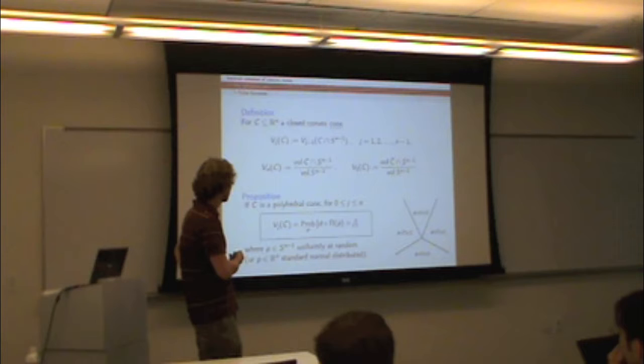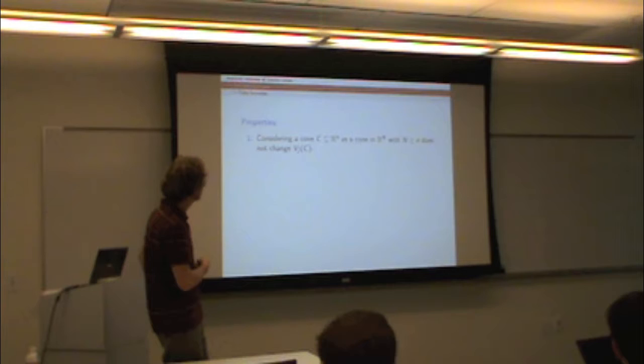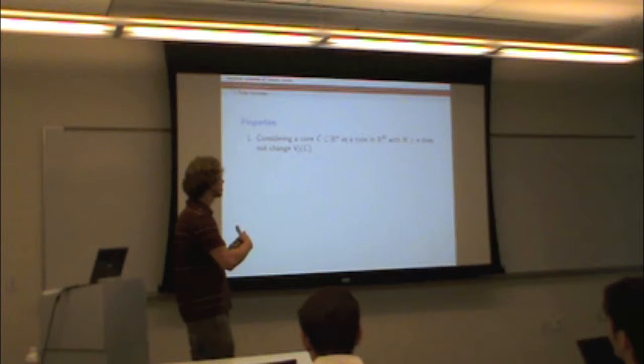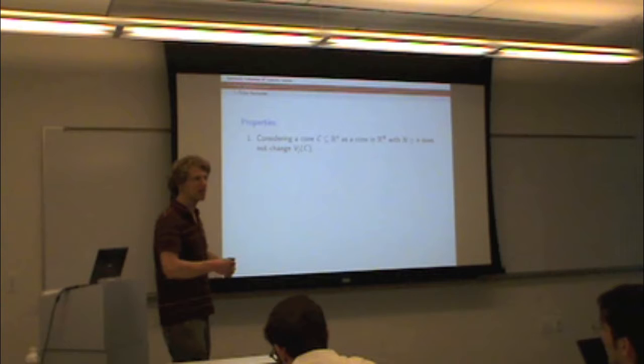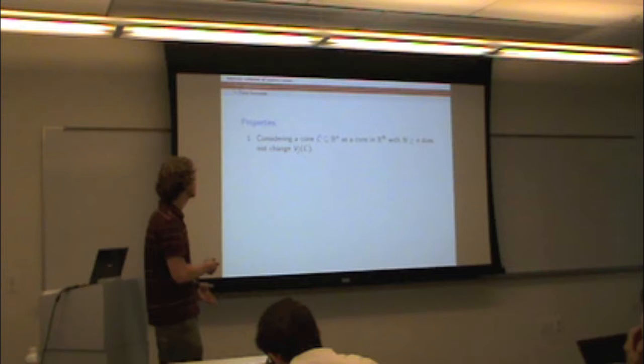Again, this is a very important property, but it looks quite innocent. If you consider a cone C in a higher dimensional space, then it doesn't change the intrinsic volumes. Think of it in terms of polyhedral cones, where it's very easy to show, because if you look at the projection, the high dimensional part doesn't change the probabilities anyway. So this is a very important property.